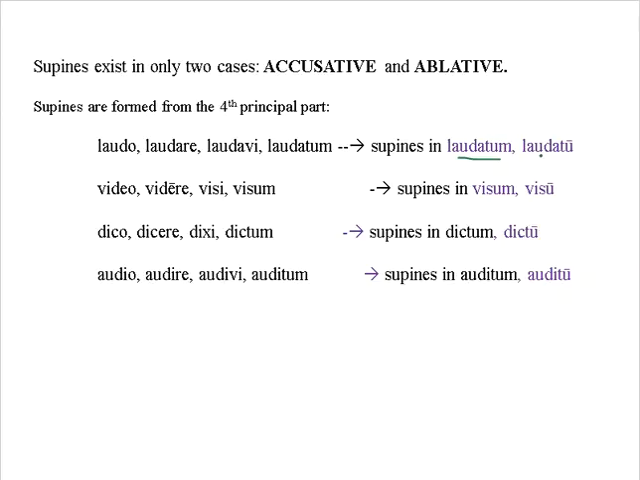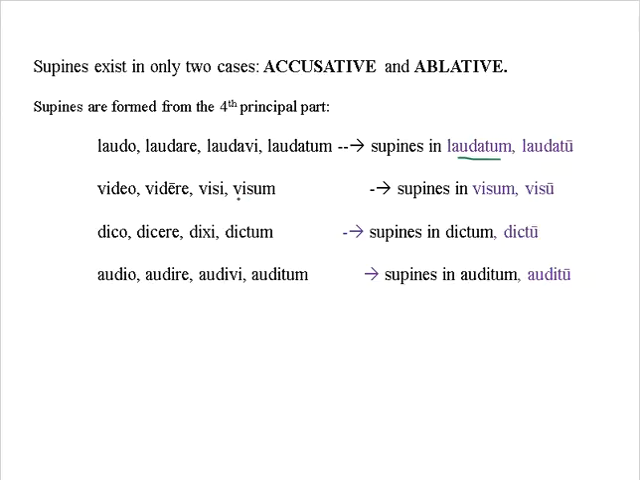You simply retain laudatum as the accusative supine. And then to form the ablative supine, just treat it as though it were a fourth conjugation noun with an ablative in that long U. The other way you can think of this is cutting off the M and making that U long. Right? And that's going to hold true for all of your supines.